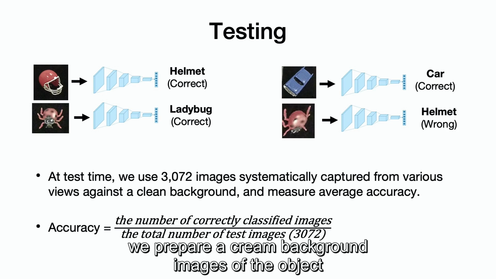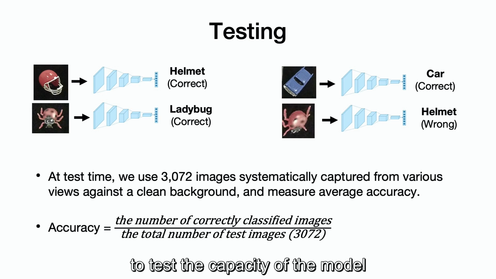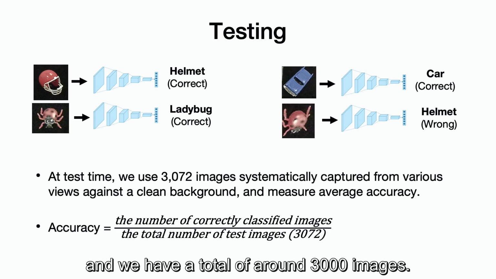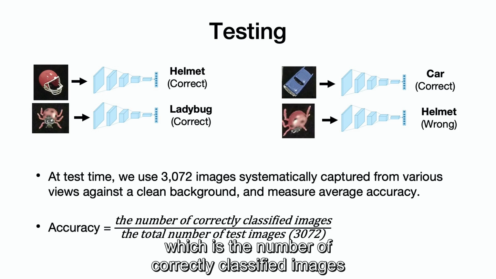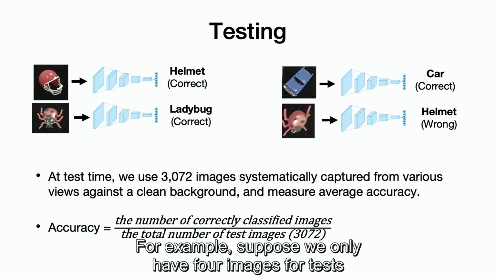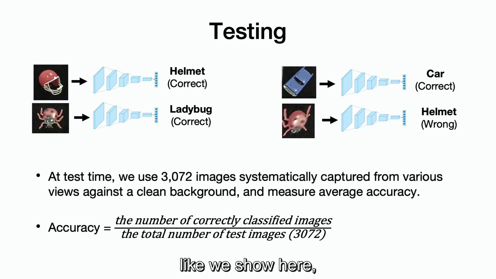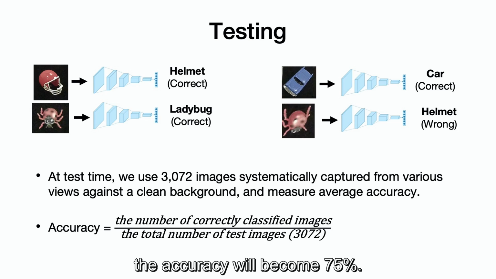First, we prepare clean background images of the object, like we show here. These images are captured from multiple views to test the capacity of the model, and we have a total of around 3,000 images. The metric we use is accuracy, which is the number of correctly classified images divided by the total number of test images. For example, suppose we only have 4 test images, like we show here. If the model correctly classifies 3 images out of 4, the accuracy will be 75%.